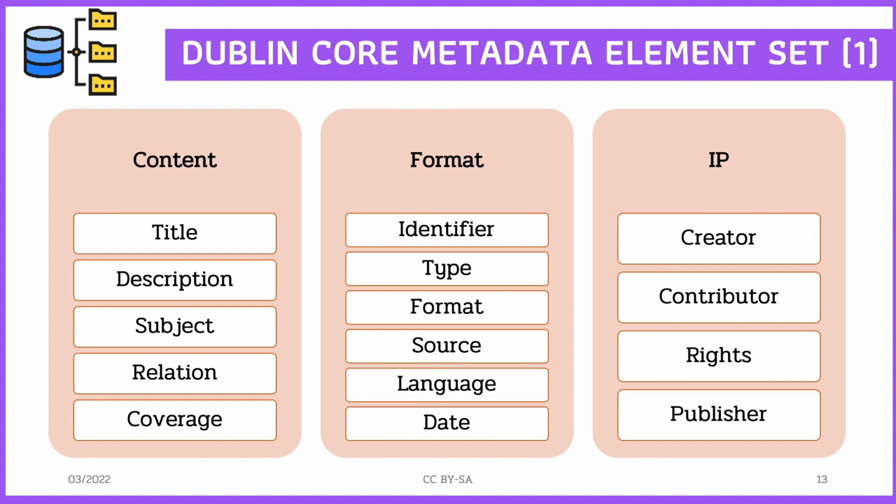The Dublin Core metadata element set that we apply to the database can be divided into three parts. First, the content. We have title, description, subject. Second, format. We have identifier, type, date. Third, intellectual property. We have creator, contributor, and rights.